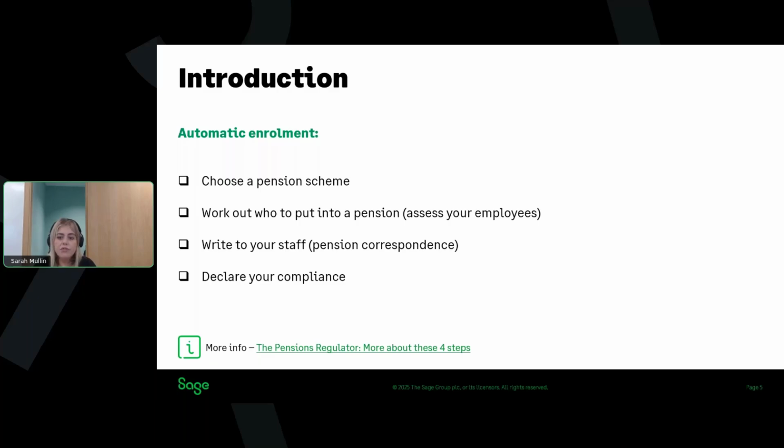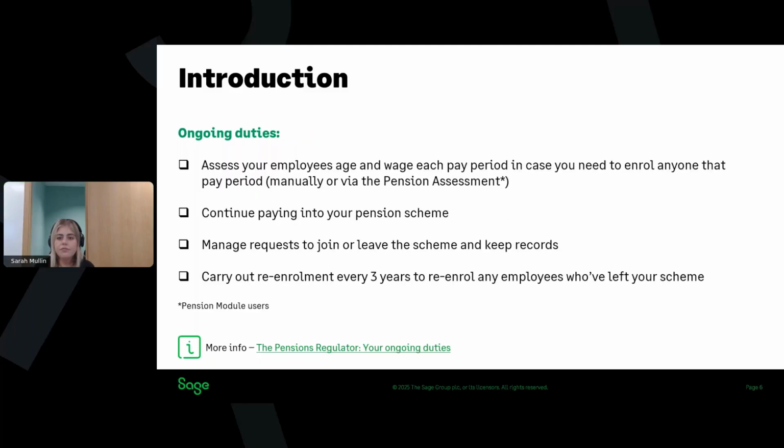Now, most of you running existing payrolls will have already done this, but it doesn't stop quite there. You also have ongoing duties every time you process a payroll. And here's a little bit of what that looks like. You want to continuously assess your employees. Each pay run, you'll check your employees' age and earnings in case someone's criteria have changed. And that's what your pension assessment is going to be doing.